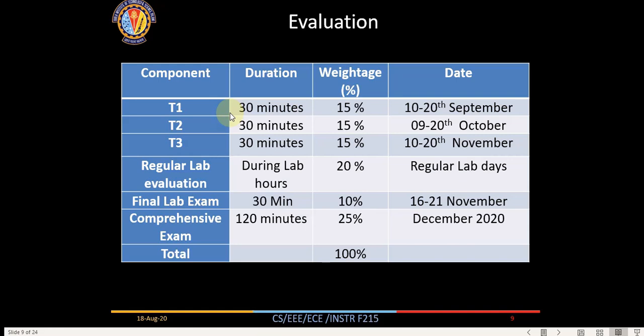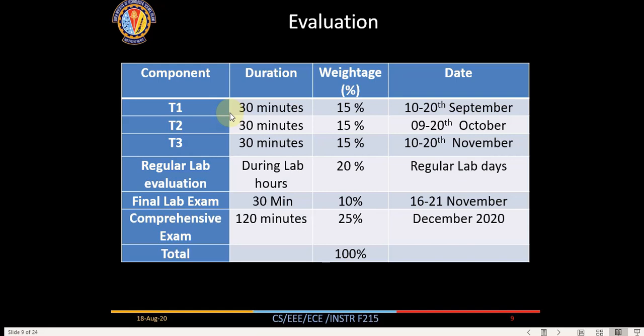Regular lab evaluation, as I told, is 20 percent, so it will be around 40 marks. Each lab will be of 4 marks, so at least 10 labs you will do in this session. The final lab exam could be a quiz or even practicals. That mode of examination will be conveyed to you subsequently, towards the end of the course.